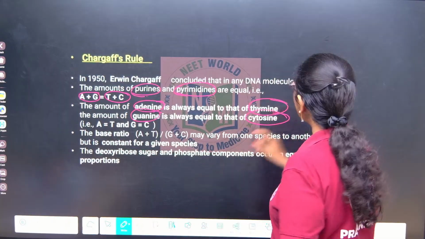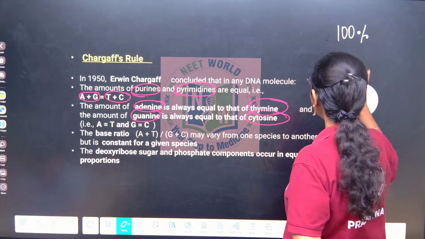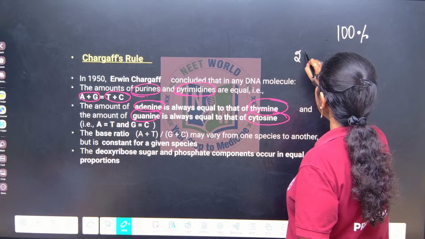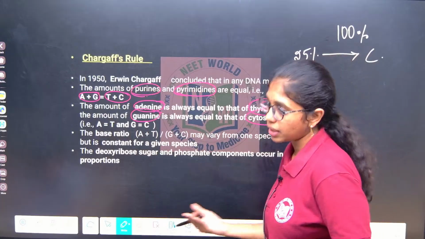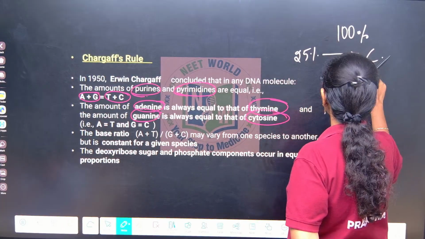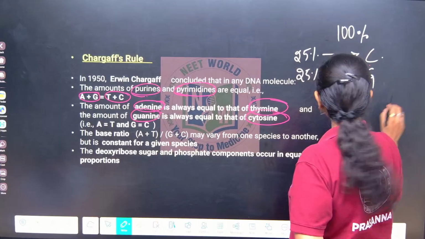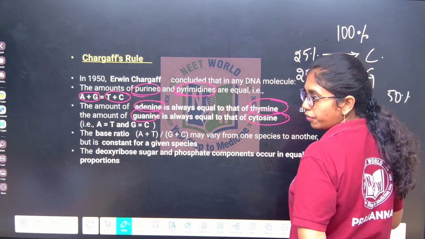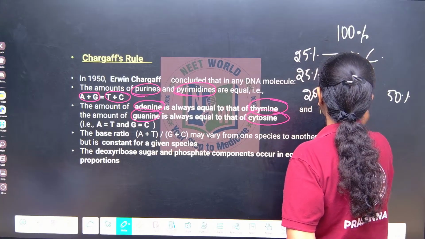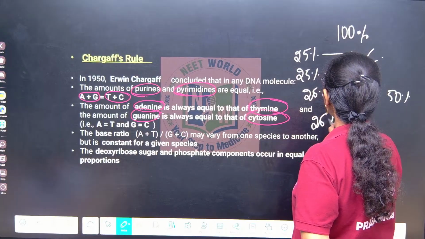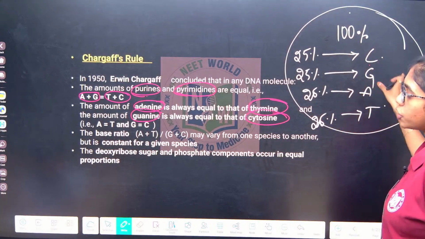As such, if you take 100% of nitrogen bases present in a double stranded DNA, and it is given that 25% of cytosine is there, then you can easily identify how much percent of the other nitrogen bases are there, yes or no. If 25% of cytosine, then 25% of guanine will be present. The rest, how much? 50% will be there. Of 50%, adenine and thymine both will be equal, right? 25% of adenine will be there and 25% of thymine will be there. As such, you have to calculate. I gave you a very simple example, but applications will be in this mode only.